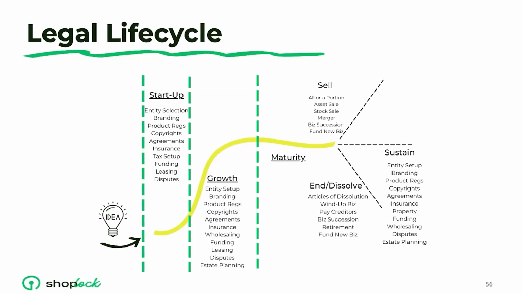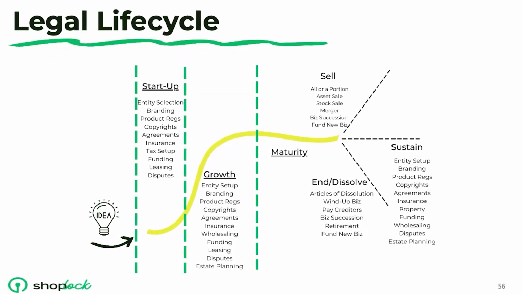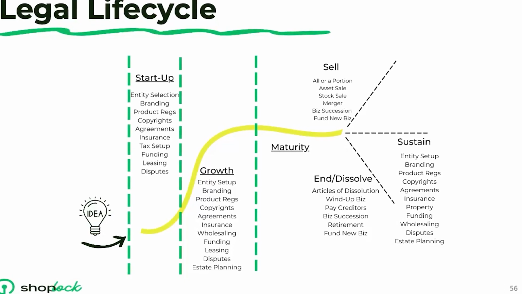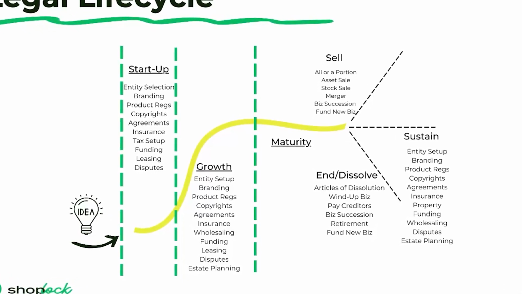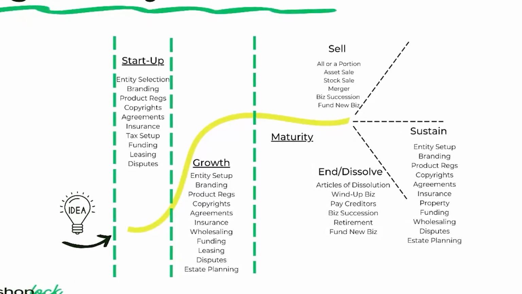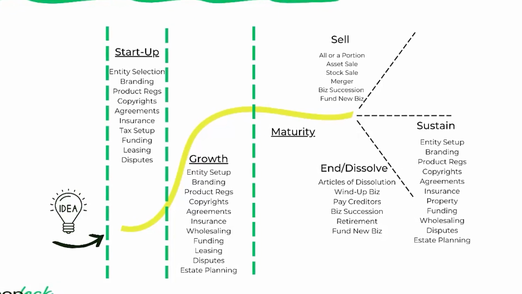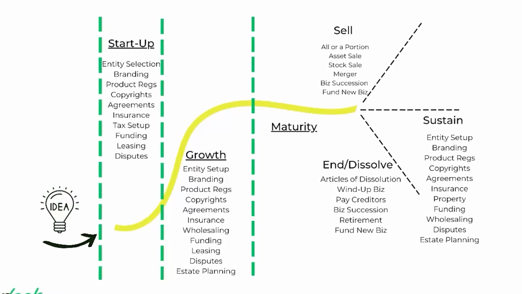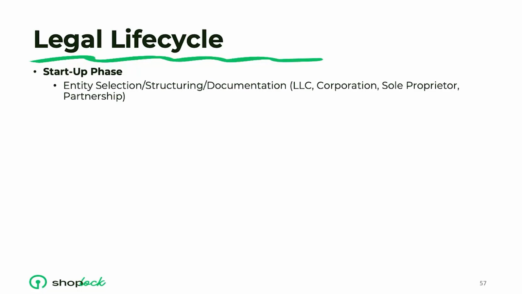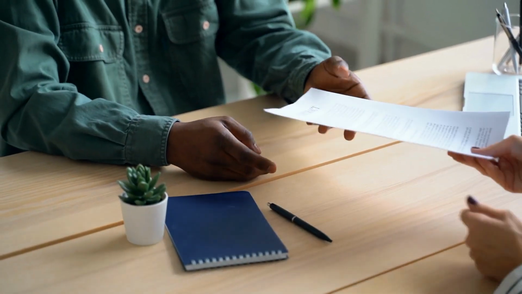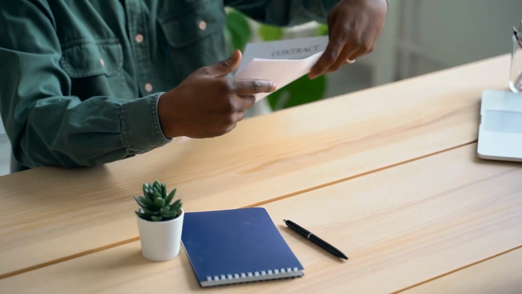Now that we discussed the e-commerce life cycle, let me explain how the legal life cycle of your e-commerce business fits into it. As we go through this, you're going to see the 4 foundational legal protections I discussed in video 2 play out in all of these phases. So in the startup phase, the legal life cycle starts with entity selection and the recommended limited liability company setup.